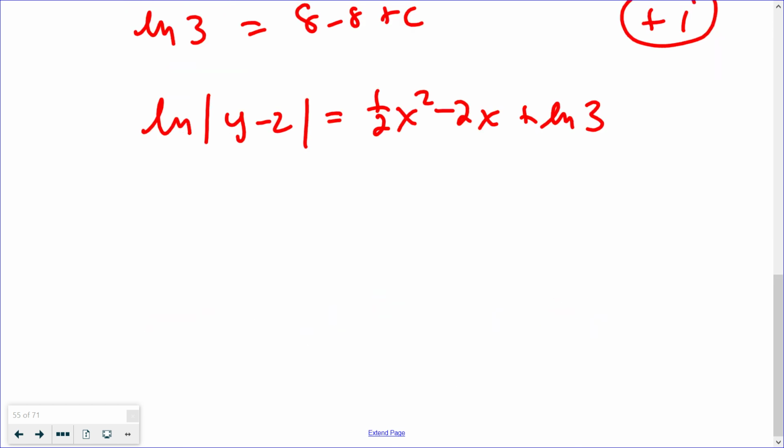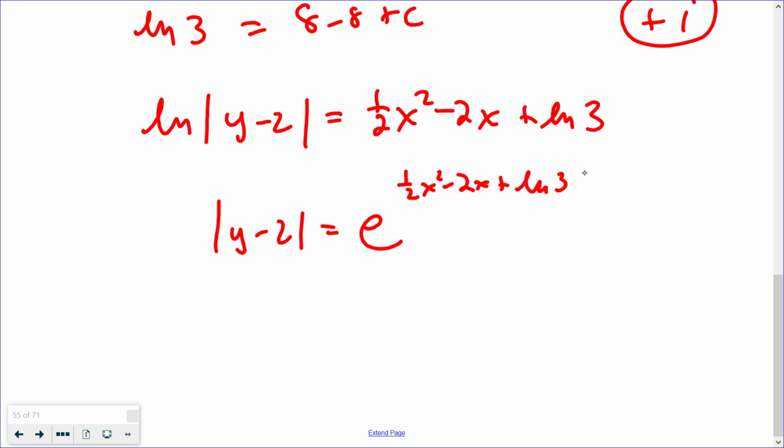Now to get the fourth point, I just have to be able to get y by itself. How do I get y by itself? I've got to get the log by itself. The log is by itself. When the log's by itself, I have to turn it into an exponential. So I need to know what the base is. What is the base of a natural log, everybody? It's log base e. You guys are so smart. So we get the absolute value of y minus 2 equals e to the 1/2 x squared minus 2x plus the natural log of 3. Oh no, this is a multiple choice.